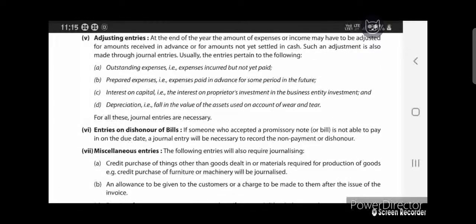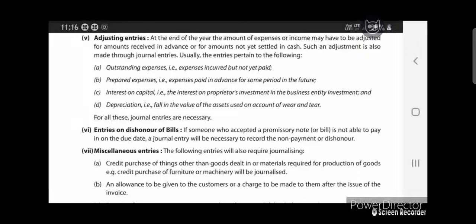At the end of the year, the amount of expenses or income may have to be adjusted for amounts received in advance or for amounts not yet settled in cash. Such an adjustment is also made through journal entries. Adjusting entries mean that at the end of the year, you have to adjust how much income and expenses there are, for amounts you have received in advance or for amounts that you have not yet settled in cash. Such an adjustment has to be made through journal entries only.